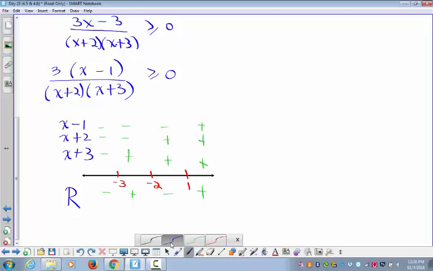And I want to mark our zeros here. So negative 2 and negative 3, those are bad. That will cause division by 0 no matter what, so they should never be included. But positive 1, that's okay. We can include that if we need to.